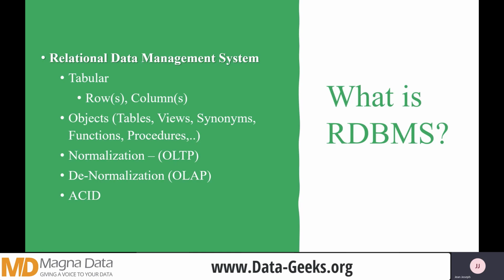There are 2 types of relational database systems. We have normalization, what we normally consider a production database, which we also call OLTP, which stands for online transactional processing. Then we have denormalization, which is our data warehouse, and we normally call it OLAP, which stands for online analytical processing. The thing you need to understand is that all RDBMS are ACID compliant.